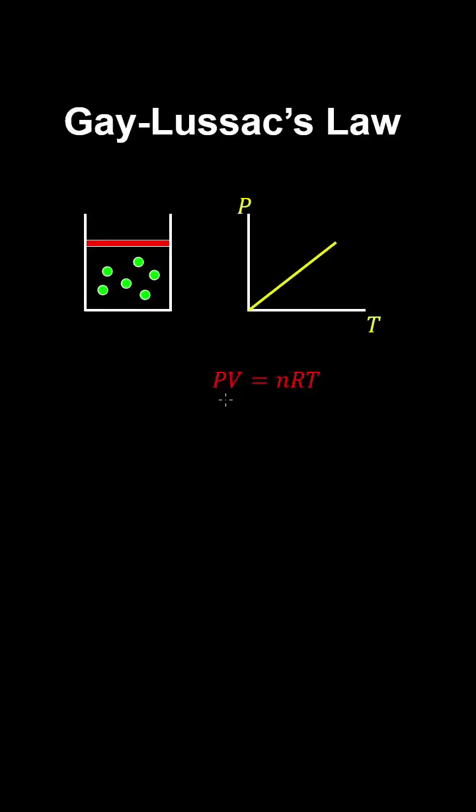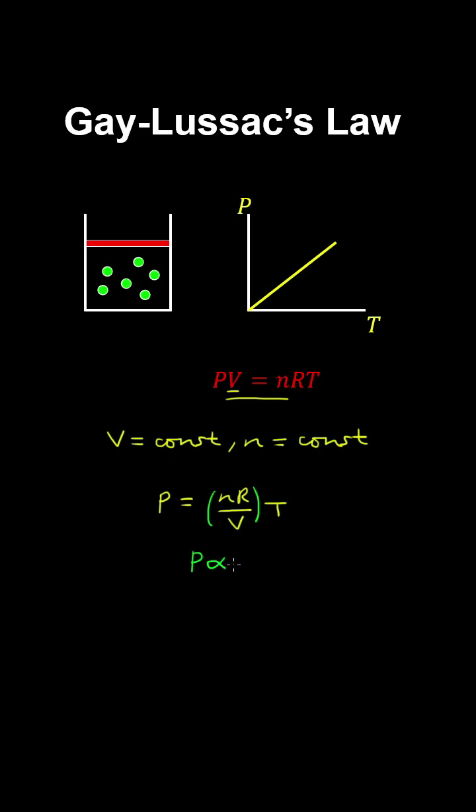Gay-Lussac's law is derived from the ideal gas law, for the special case where the volume is held constant and the number of moles of the gas is also constant. So if we divide through by V, we obtain the following expression, and if we're given this is a constant, the pressure is proportional to the temperature.